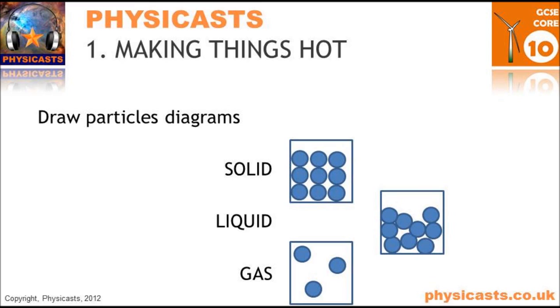So in my particle diagram, again, the particles are exactly the same size, but now they're really far apart. What I can't really do justice to on this diagram is just how far apart those particles are compared to the solid and liquid. They're really, really far apart. They're also moving around really, really quickly. They're bouncing off each other, they're bouncing off the walls of the room, they are colliding really violently.